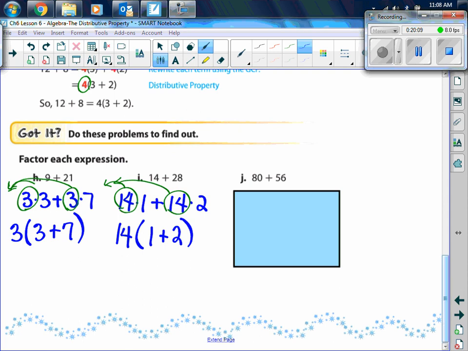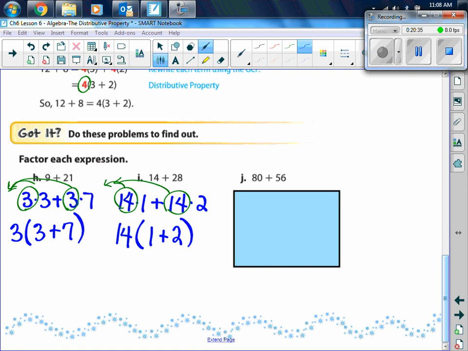You can also think of it as dividing by the greatest common factor. Okay? So here for problem H, we say, okay, the greatest common factor was 3, right? So the 3 goes outside. What's 9 divided by 3? 3, and there's your 3 right there. What's 21 divided by 3? 7, and there's your 7.